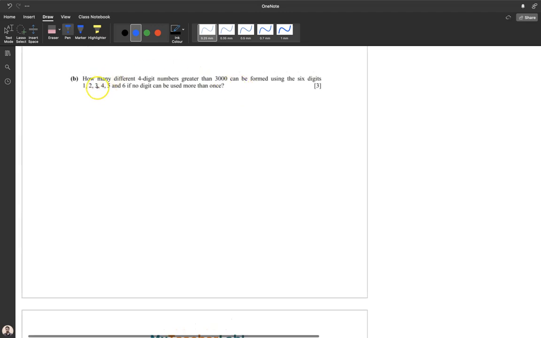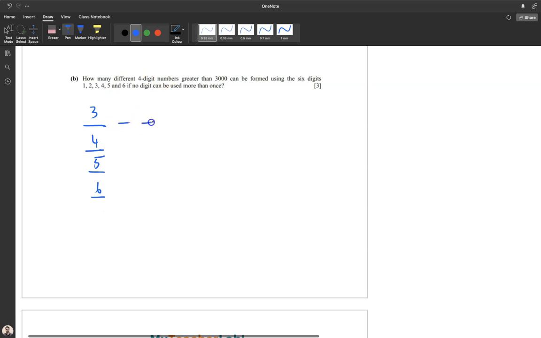What about this? How many different 4-digit numbers greater than 3000 can be formed using 6 digits? Okay, so 4-digit numbers greater than 3000. You just need to make sure that the numbers you put here are more. You can put 3 in front, and anything that is more than 3. Okay, what else do we have? Oh, we have 6.